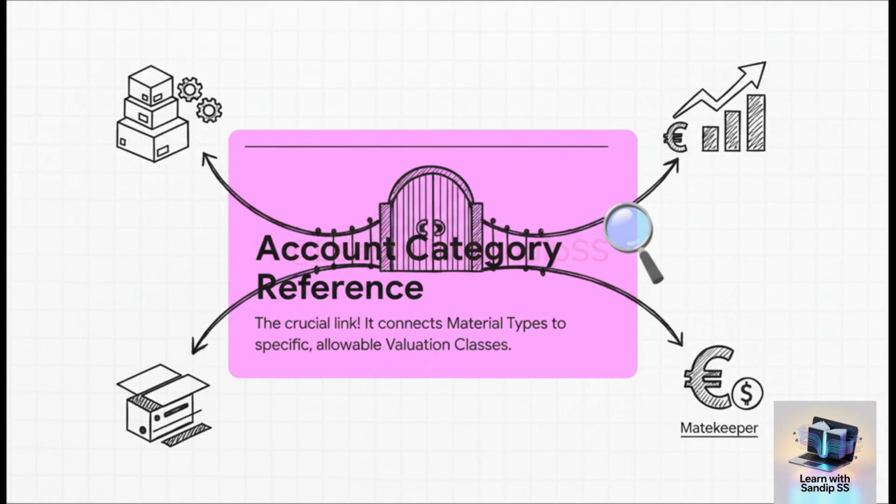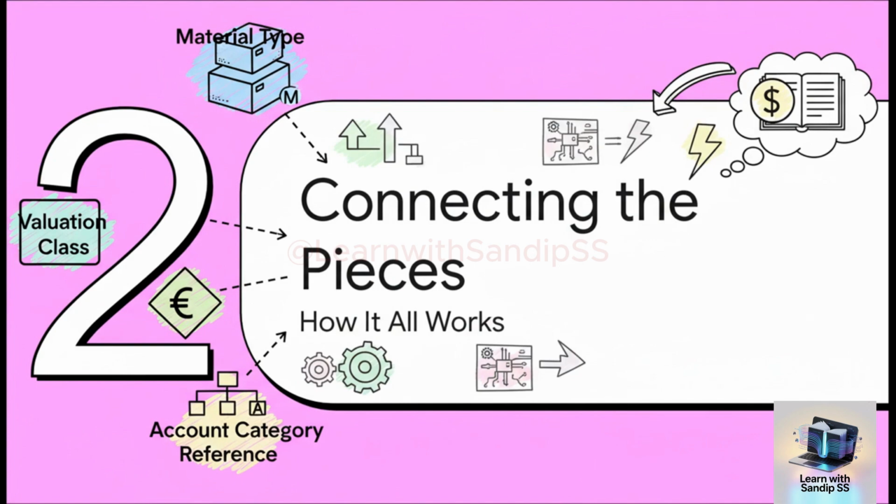And now for the secret ingredient, the account category reference. This little guy is the critical bridge that connects the material world to the finance world. Its entire job is to link a material type to a very specific, pre-approved list of valuation classes. You can think of it as a gatekeeper, controlling the whole connection. Okay, so we've met our 3 key players. Now, let's see exactly how they link up to create that seamless, automatic process we've been talking about.